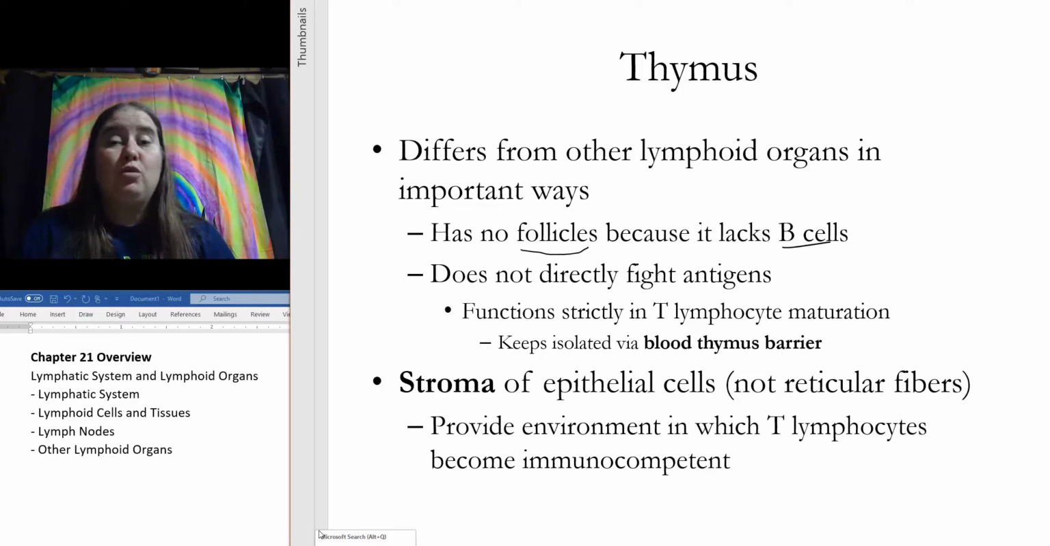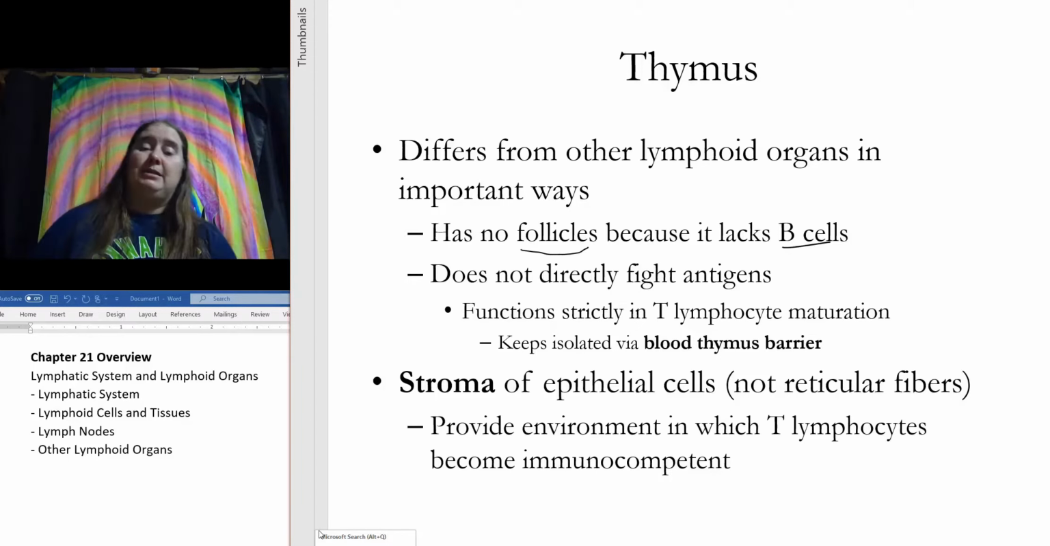So I just told you the thymus was critical, essential for generating immunity. However, the reason it is essential for creating immunity is not because this is a place where we generate or fight our pathogens, but where we essentially teach our T cells how to fight. So if you don't have a thymus, you can't generate T cells. And if you can't generate T cells, you don't have an immune system.